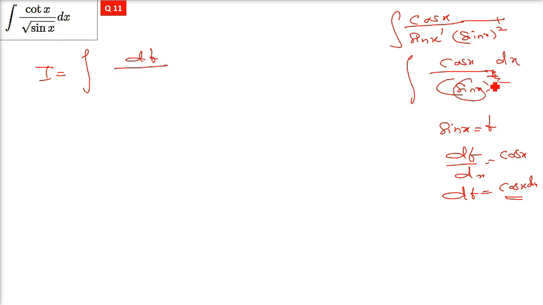But here if you see, cos x dx is already there, dt. And in the denominator it is sin x to the power 3 by 2, so just take t as sin x, or t to the power 3 by 2. T goes up, the power becomes negative 3 by 2, dt.